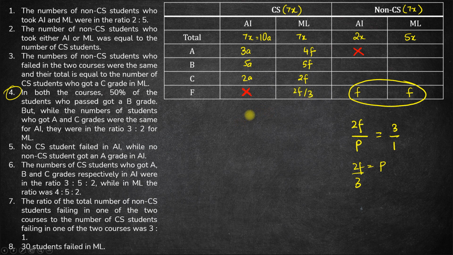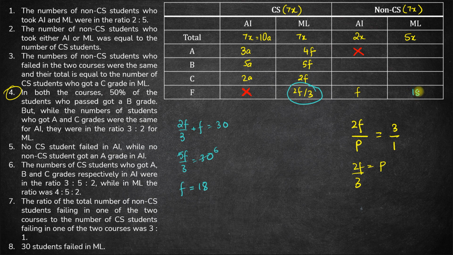Okay, fine. Next is 30 students failed in ML. So total number of students failing in ML is 30. So what this effectively means is students failing in CS in ML and non-CS students failing in ML, the total here is 30. So 2f by 3 plus f is 30. Okay, so we have (3f plus 2f) by 3 is 30, so 5f by 3 is 30. So from here f comes out to be 30 times 3 by 5, which is 18. Great. So f here is 18.